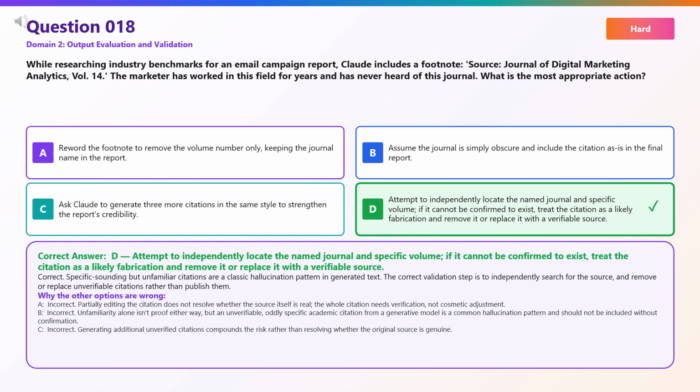B. Assume the journal is simply obscure and include the citation as is in the final report. Is incorrect. Unfamiliarity alone isn't proof either way, but an unverifiable, oddly specific academic citation from a generative model is a common hallucination pattern and should not be included without confirmation. C. Ask Claude to generate 3 more citations in the same style to strengthen the report's credibility. Is incorrect. Generating additional unverified citations compounds the risk rather than resolving whether the original source is genuine.